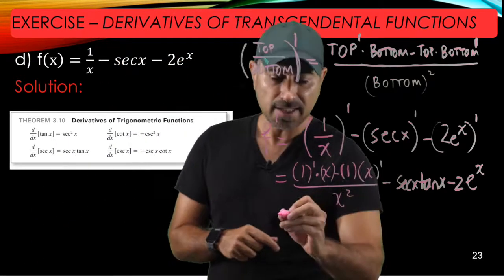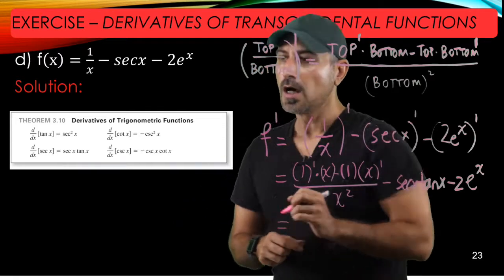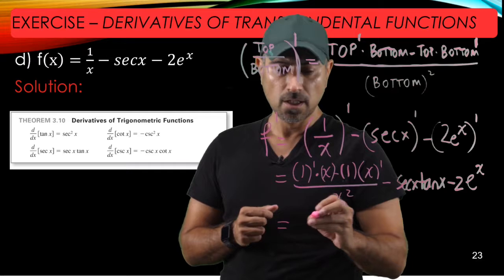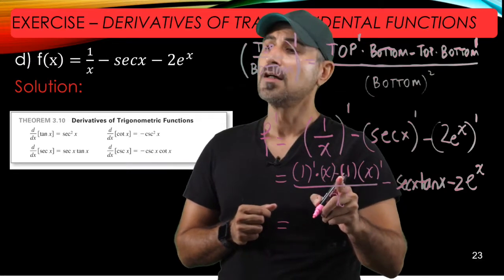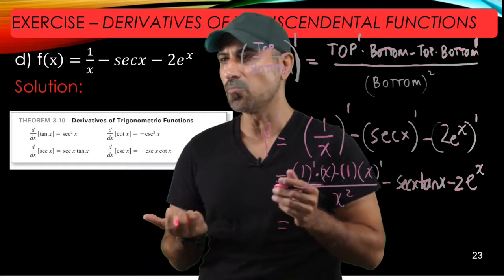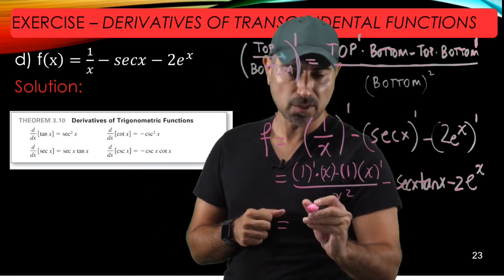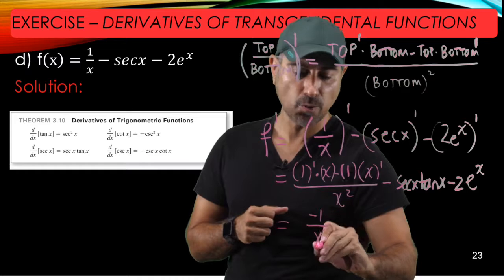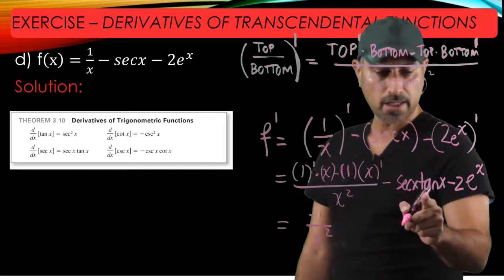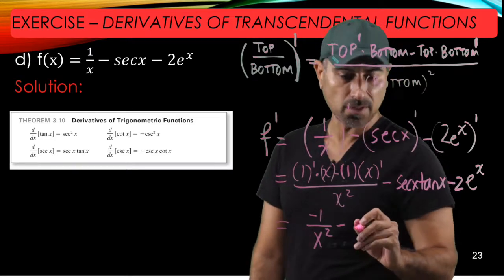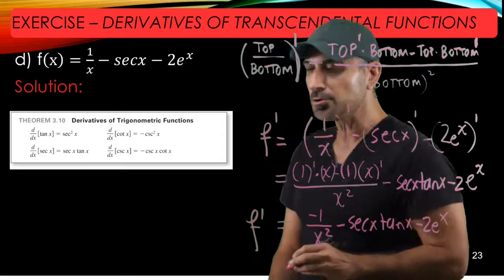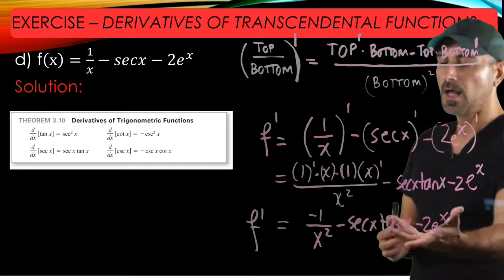So let's simplify the expressions and finalize this question. So the derivative of 1 is going to be 0 because 1 is a constant. So it's 0 minus 1 times the derivative of x, but the derivative of x is just 1. So it's going to be minus 1 over x squared. So that takes care of this quotient here. And we already found the derivatives of the last two pieces, minus 2e to the x. And the conclusion here is that f prime is this brand new function.